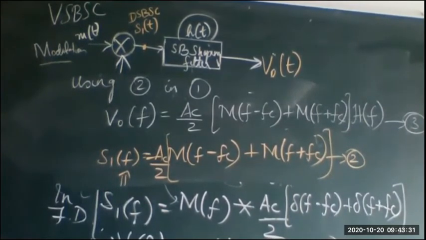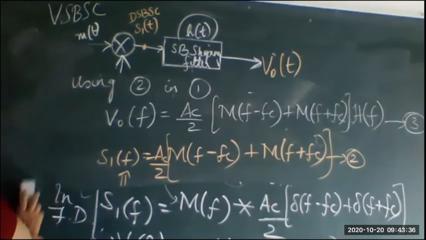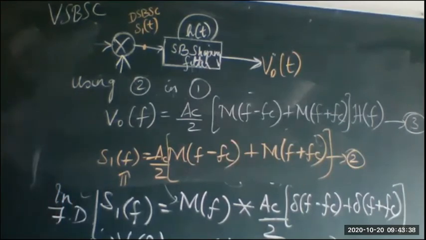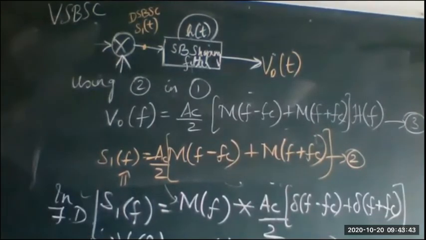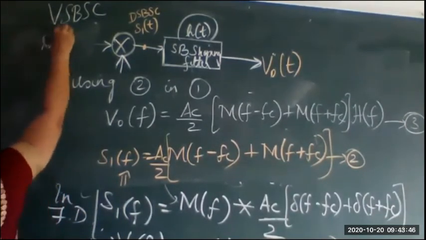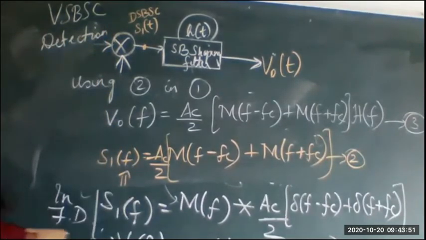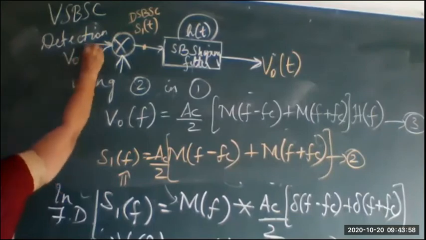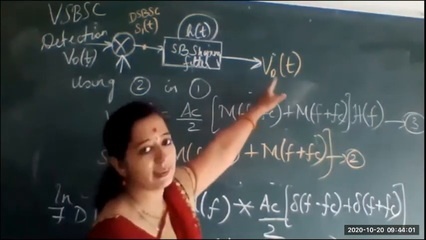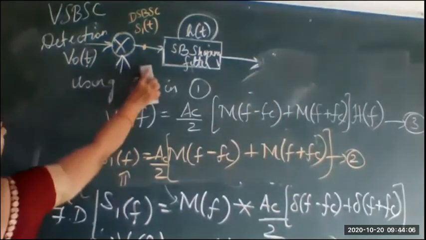So once you have the output of this filter, now let me go to the receiver side. I want to detect the VSB-SC which I am going to transmit. So the next step is detection of VSB-SC. Here I am going to receive V naught of t, whatever you had transmitted, I will receive that.